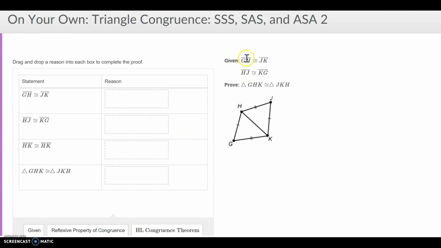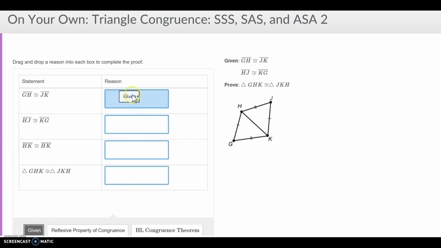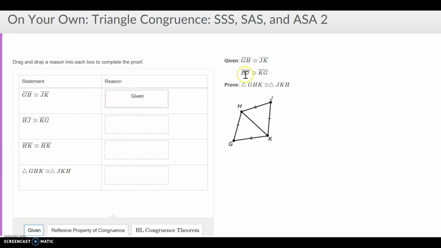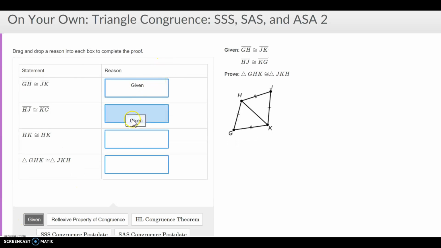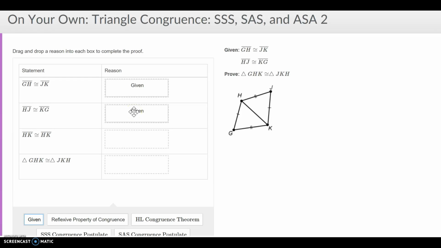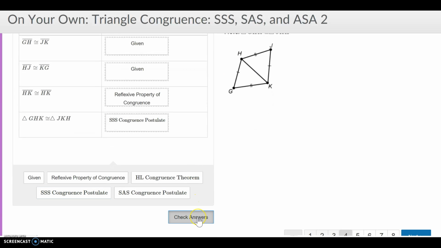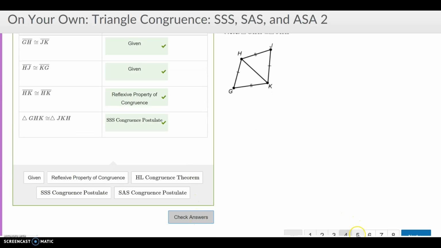All right. GH is congruent to JK. That's a given. And HJ is congruent to KG. That's a given. And reflexive, because it's congruent to itself. This one right here. And that is side congruence. There we go.